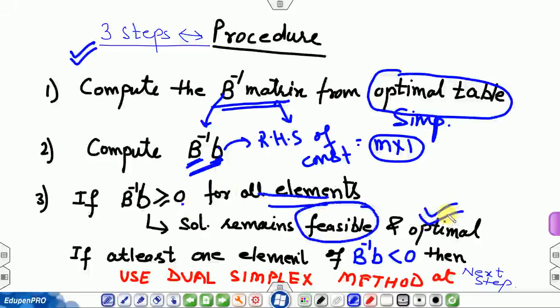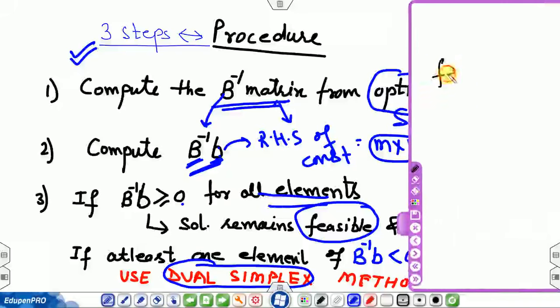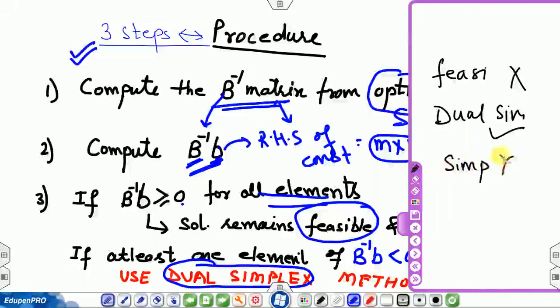That's the only condition. And if at least one of the elements is less than 0, it means feasibility is disturbed. So if feasibility is disturbed, then you only use the Dual-Simplex method. Remember, students, if feasibility is not there, then only the Dual-Simplex method is applicable, while the simplex method is not applicable.